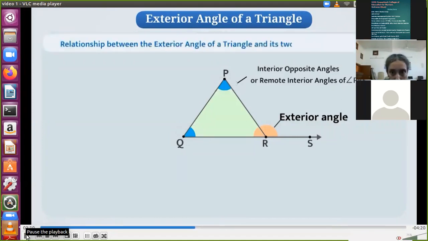Now what we are going to do is find out the relationship between the exterior angle of a triangle and its two interior opposite angles. So we are going to have the relationship between the exterior angle and the two interior opposite angles. So what will that be?